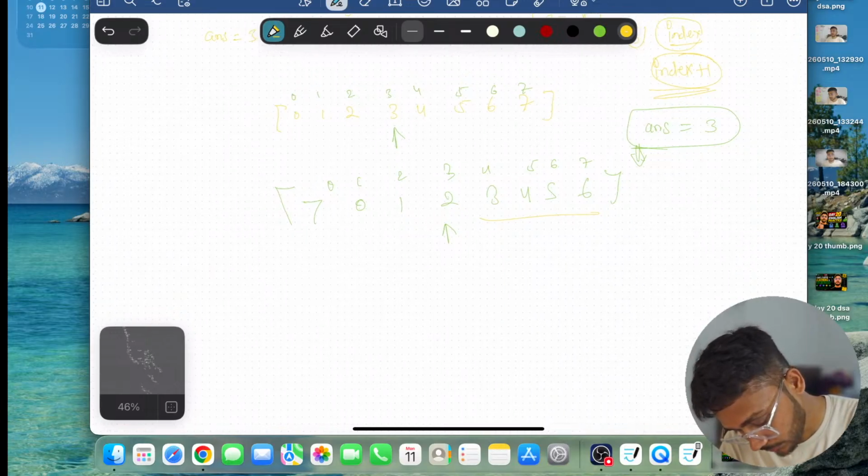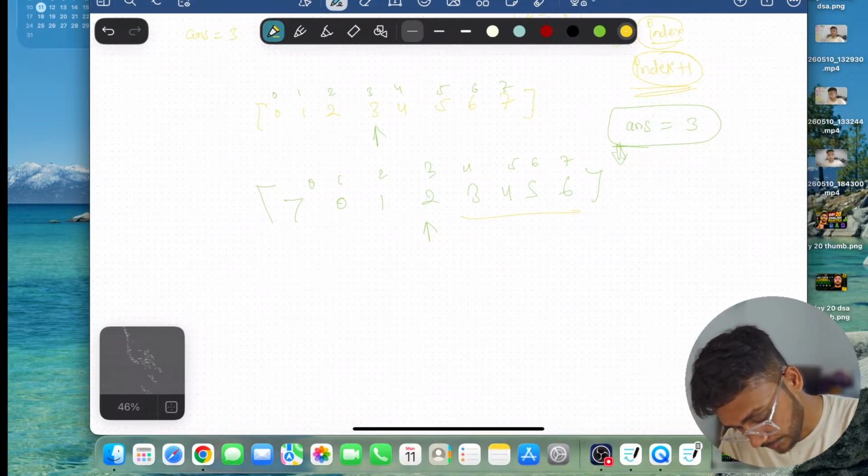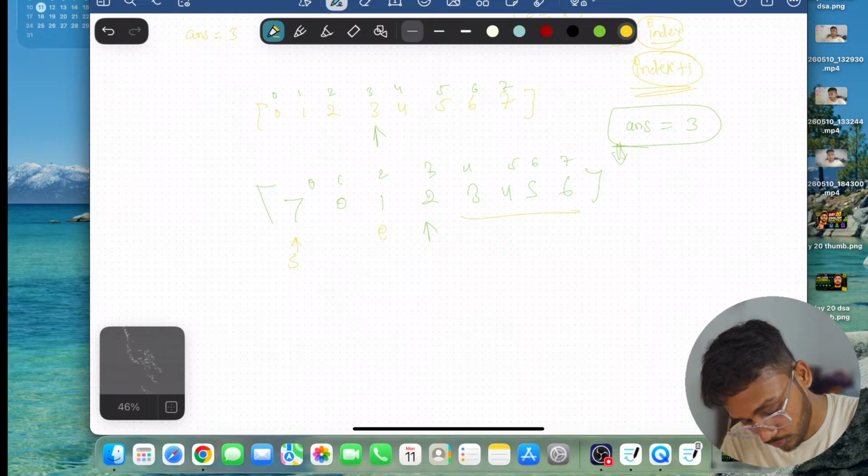So what it will do, start will be here, end will be here, start, end, and start, end. And now 0 plus 2 by 2, nothing but 1. So 1 will be here. It will be this number, mid. Now we'll say 0 is greater than 7. No. So this number is not sorted.